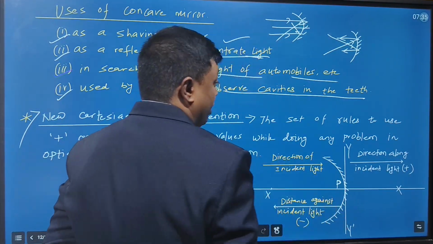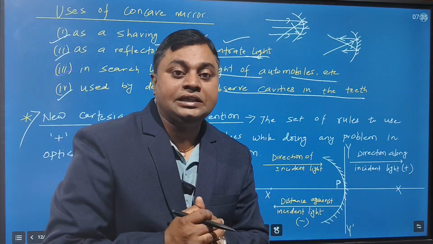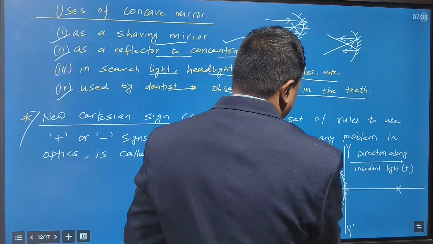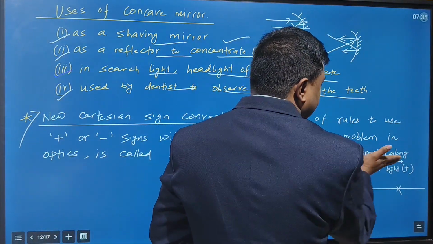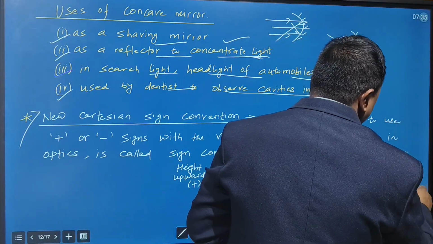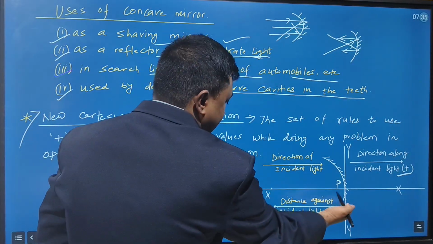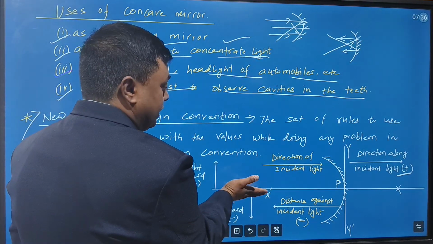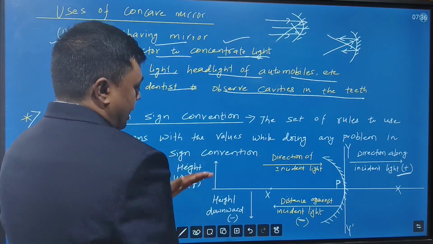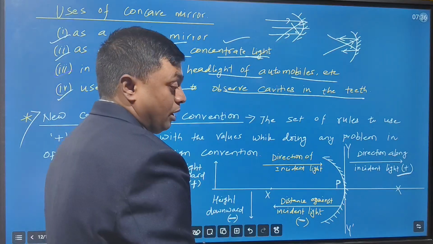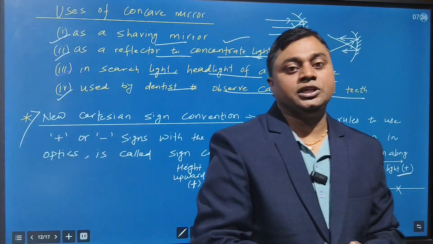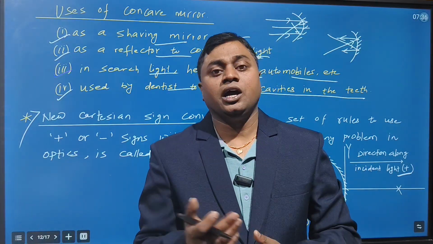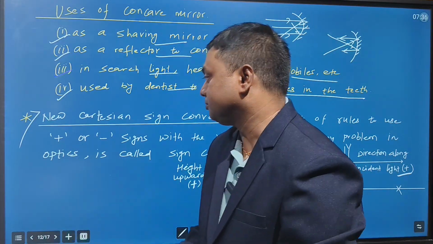P is the pole. Here, very important: all the distances are measured from the pole. Distances in the direction along the incident light, this is the incident light, are taken as positive. Distances against the incident light are taken as negative. This is the principal axis right now. So height above the principal axis is taken as positive, and height below the principal axis is taken as negative. That you have to remember. You have to apply the sign convention always to the known quantities. We are generally not applying the sign convention to the unknown quantities. You will see while solving the numericals.